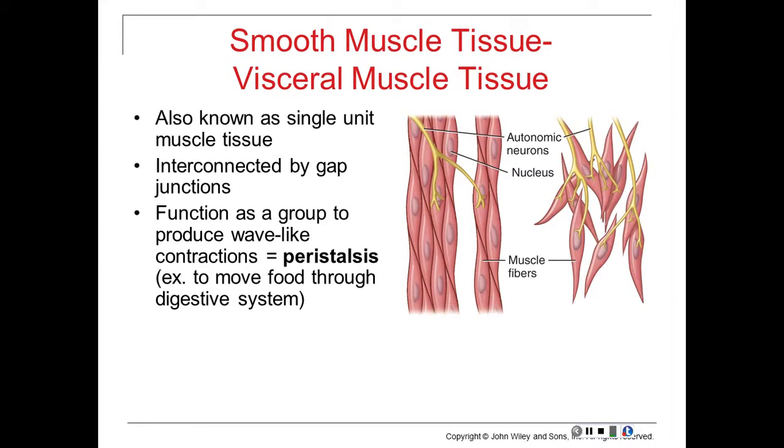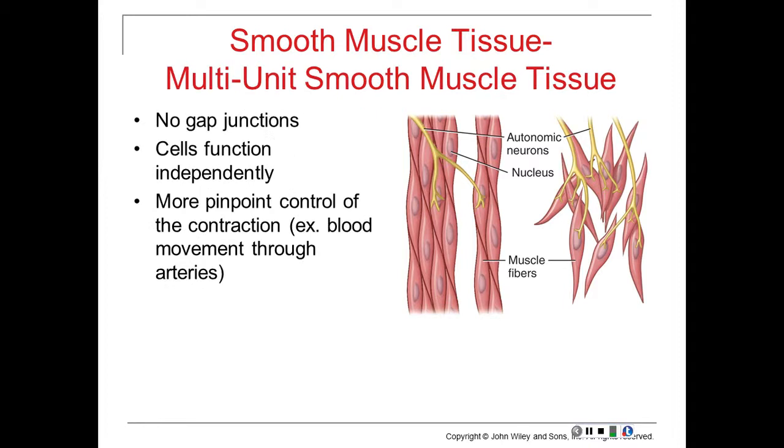Peristalsis is the movement of food through the digestive system, and that occurs in a very wave-like fashion, as those contractions occur more in waves than in straight shortenings. There are no gap junctions in multi-unit smooth muscle tissue. The cells can function more independently. This would be like blood movement through the arteries. It's more of a specific, pinpoint control of the contraction, rather than the entire wave-like contraction that would occur in, say, the digestive system.